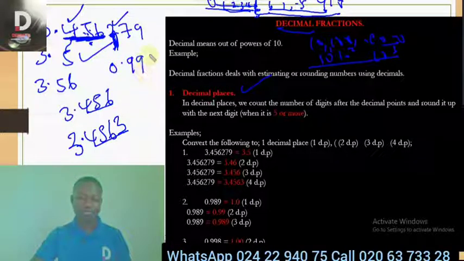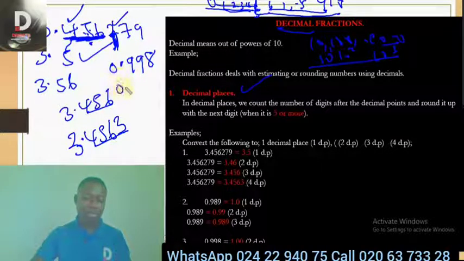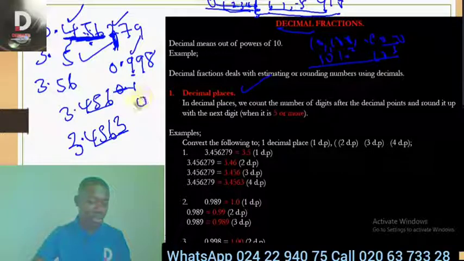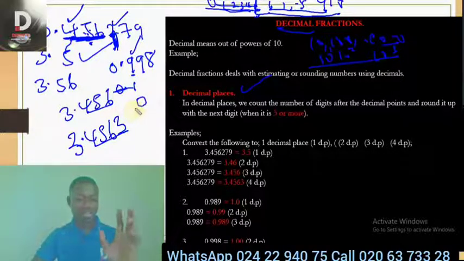0.99998. 0.9982. 1 decimal place. Right? After the decimal place, I have 1. I choose it. The next number is 5 or more. I add it. If I add it, I'll get what? I'll get 10. So what do I write? 0. If you count and you have 10, you write 0. In base 10, you write 0.